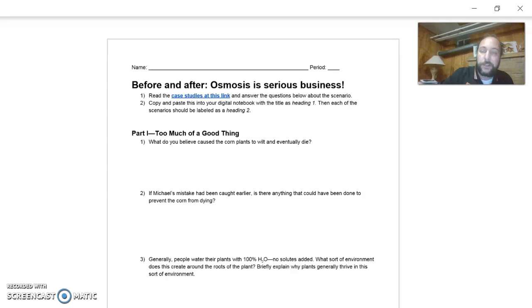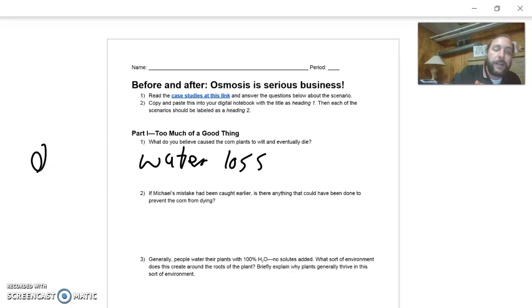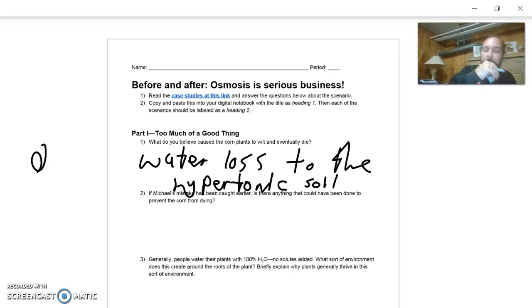Water loss to the hypertonic soil. Okay, so the soil was hypertonic. Water tries to flow into hypertonic solutions, so the corn roots were hypotonic.